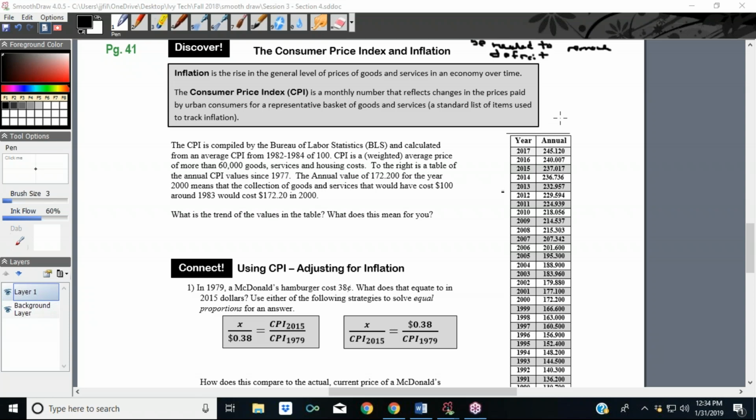would cost $172.20 in 2000. And then in 2017, they would cost $245.12 compared to the $100 it would have cost back in 1983. So it asks us, what is the trend of the values in the table, and what does this mean for you?